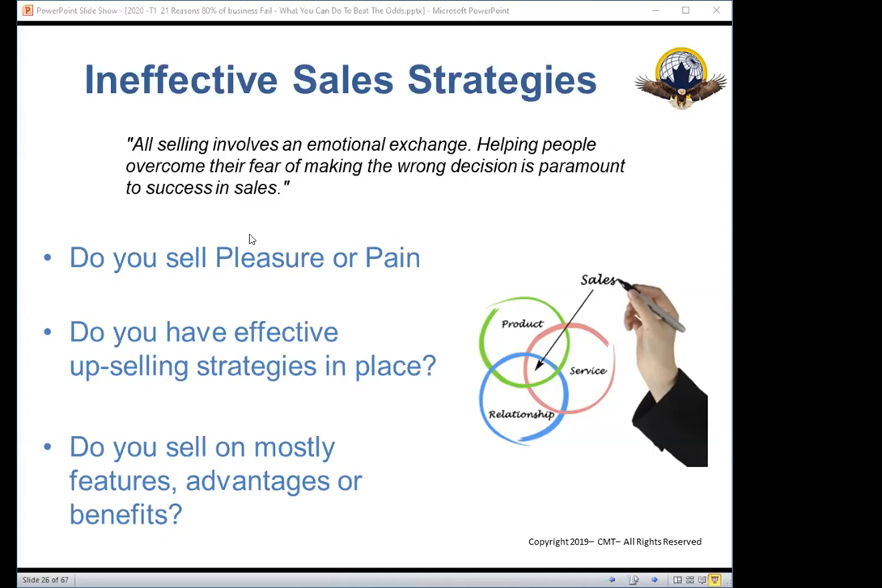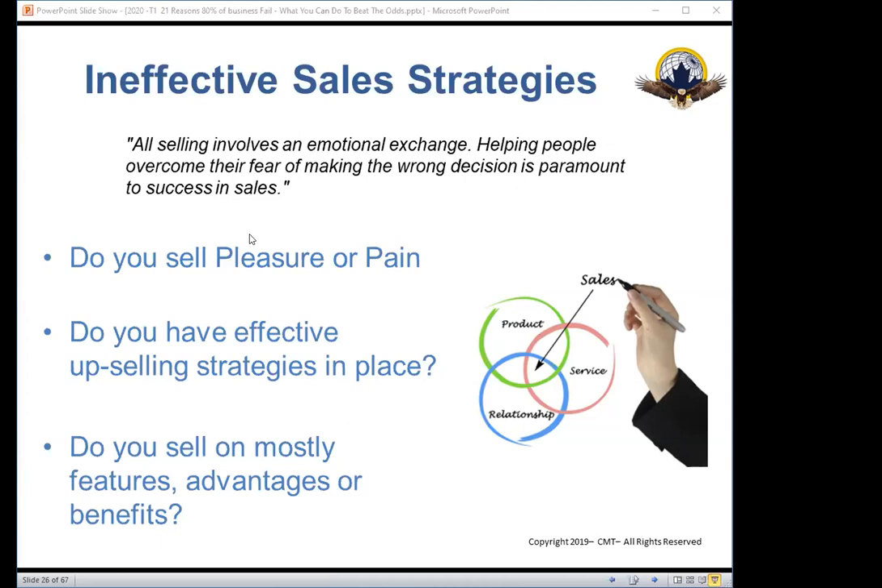So most businesses sell on features, advantages, or benefits. Or do you sell mostly on features, advantages, and benefits? We recommend that you sell on value. Value, value, value, value, value. If you think about what is the value the person is getting, it's going to be much easier for you to promote what it is you're doing.